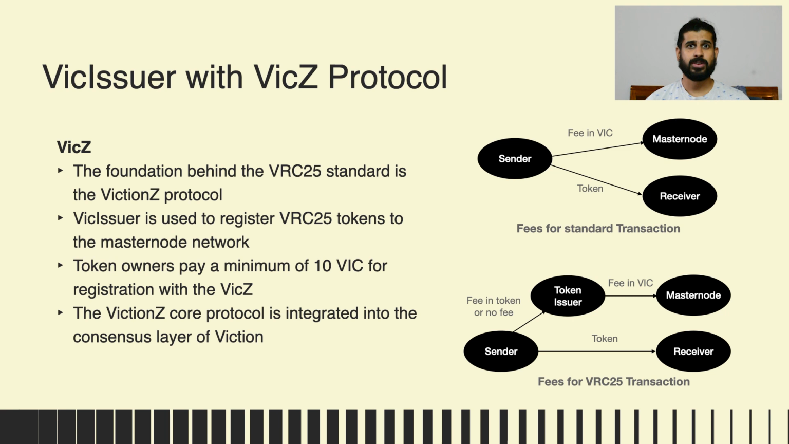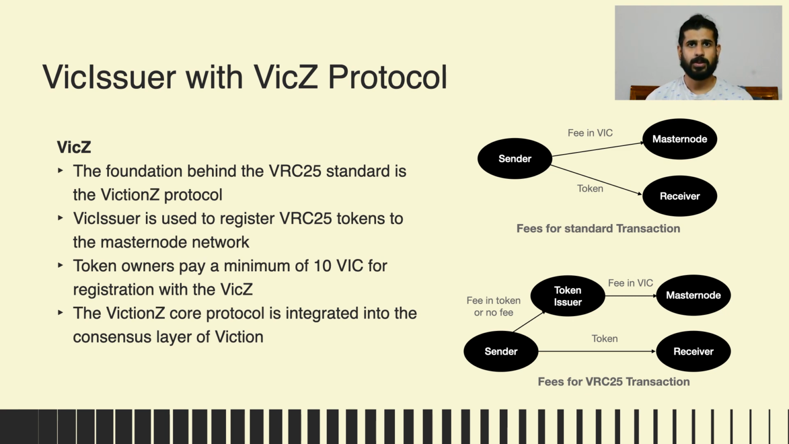Token issuers register a VRC25 token with the issuer contract, and this acknowledges to the masternode network that the token will actually be following this protocol. The VicZ core protocol is integrated into the consensus layer of Viction. If a VRC25 token is registered to the VicIssuer contract, VicZ enforces all the transactions for the token to follow this protocol. This is what changes the fee structure on the infrastructure level. VicIssuer acts as an intermediary between the token and the masternode network, sponsoring those transactions.